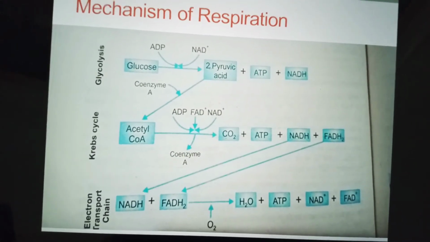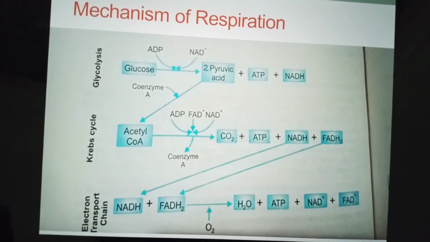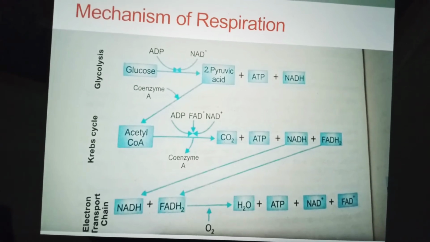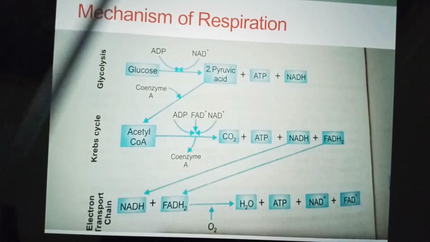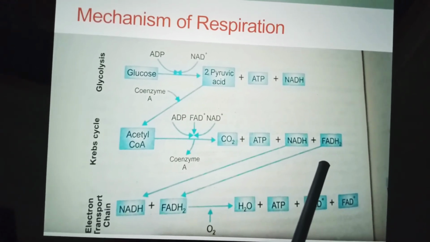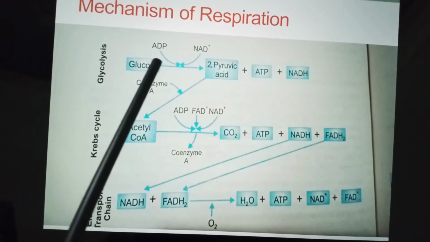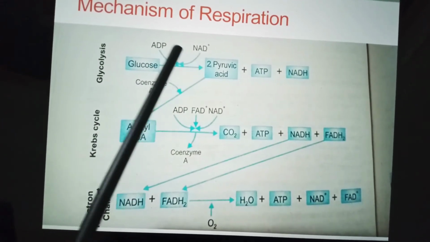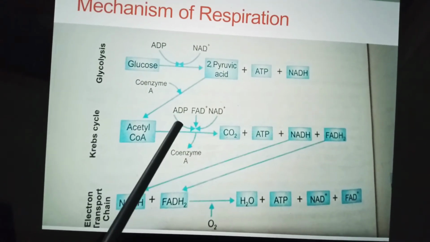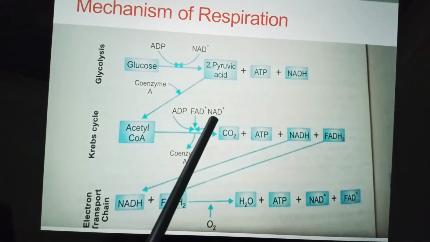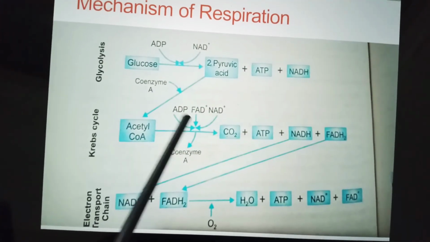FAD is flavin adenine dinucleotide and is also a coenzyme like NAD positive. It gets 2 hydrogen and reduces to FADH2. In the first step, that was glycolysis, ADP and NAD positive were involved. But in the next step, with ADP and NAD positive, FAD positive will also be involved.